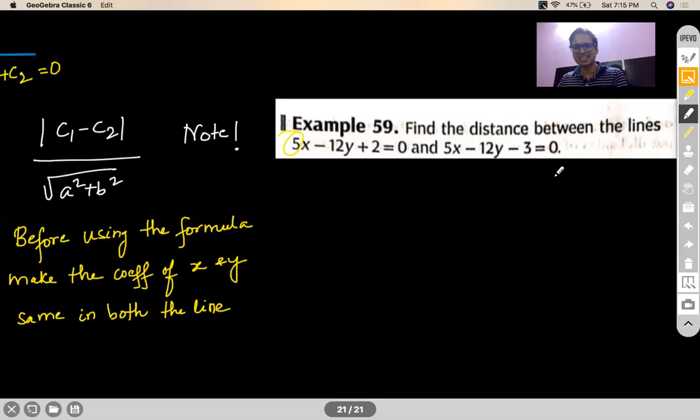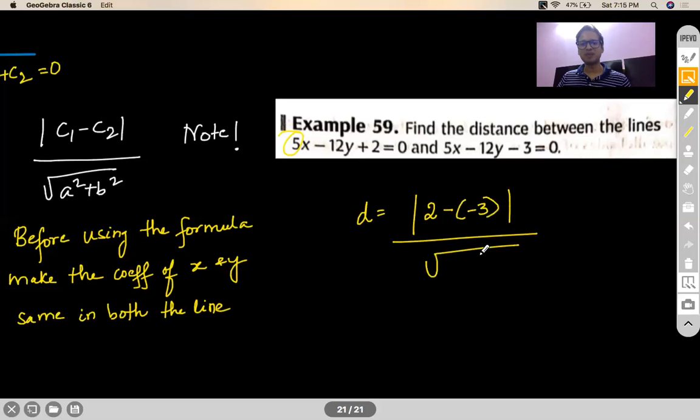Or you divide the second one by a 2. It's your call. The result is not going to change, don't worry. So here, what is your answer? Tell me. Simple. (C1 minus C2) by under root of 5 square minus 12 square. Correct? 5 by 13. Okay, 5 by 13. Easy. No problem with this.